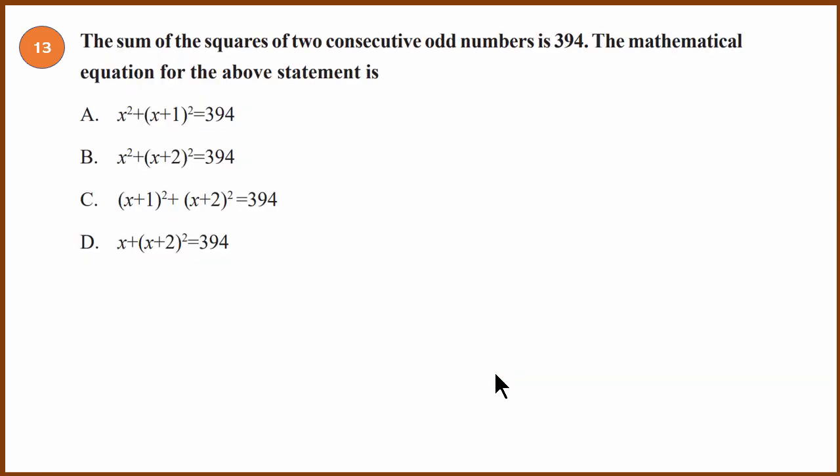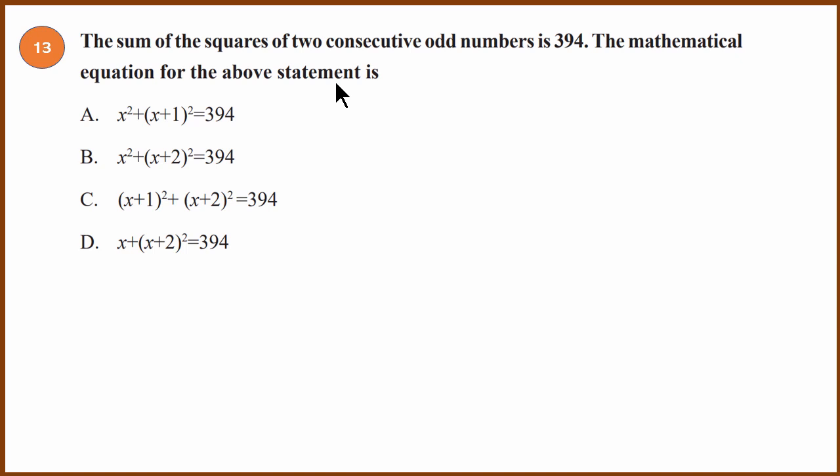This is another quadratic equation statement. This is also quite simple. Let us do this with some attention, because there is a little trick. The sum of squares of 2 consecutive odd numbers, if you square 2 consecutive odd numbers, you get 394. If you sum the squares of 2 consecutive odd numbers, it is 394. We have to write the mathematical equation of the above statement.